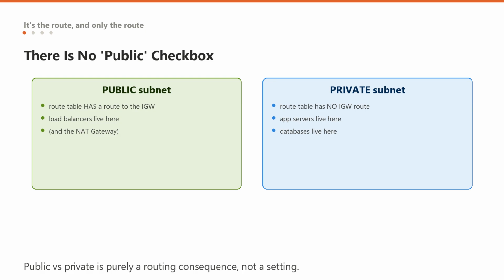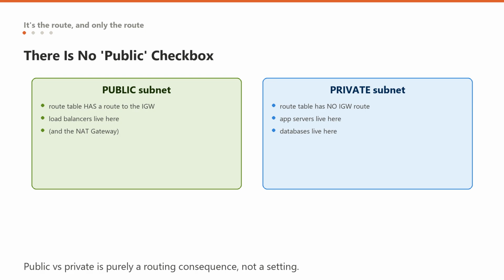There's no magic setting called make this subnet public. It is purely a consequence of the routing. So in our architecture, the load balancer, which must accept traffic from users, goes in a public subnet. The application servers and the database, which must never be directly reachable, go in private subnets.